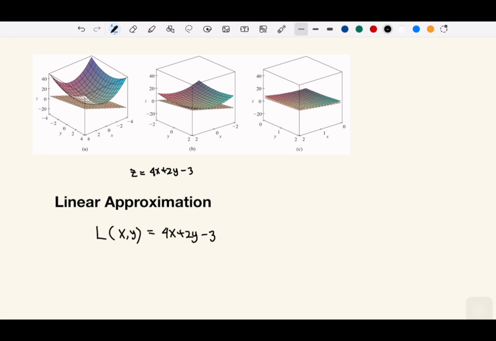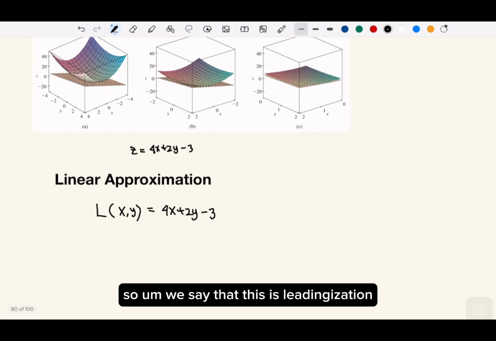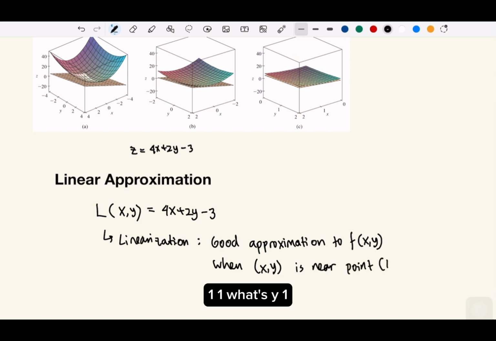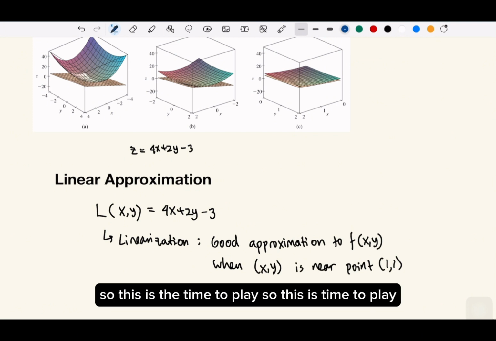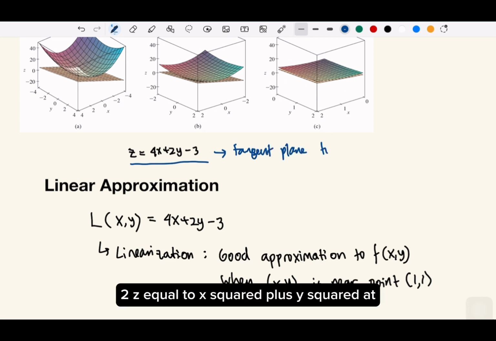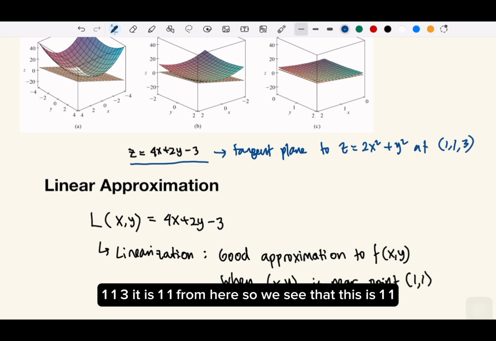For example, let me write here. We say that this linearization means that it's a good approximation to a function f(x,y) when (x,y) is near (1,1). Why (1,1)? Because we dealt with that question, right? So this is the tangent plane to z equals x squared plus y squared at (1,1,3). This 1 is from here.